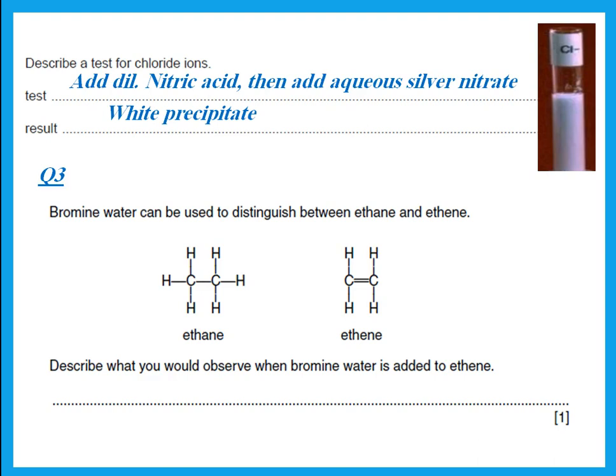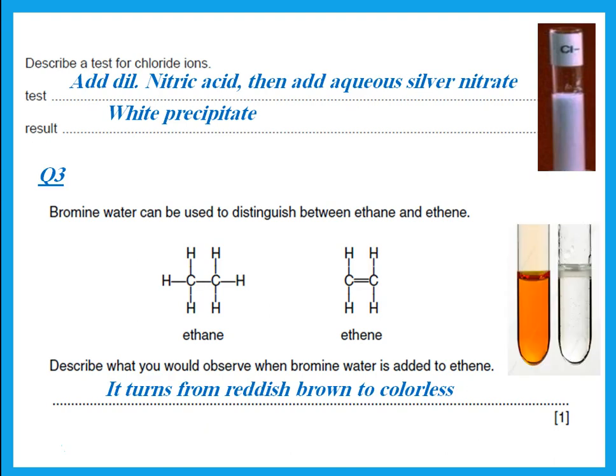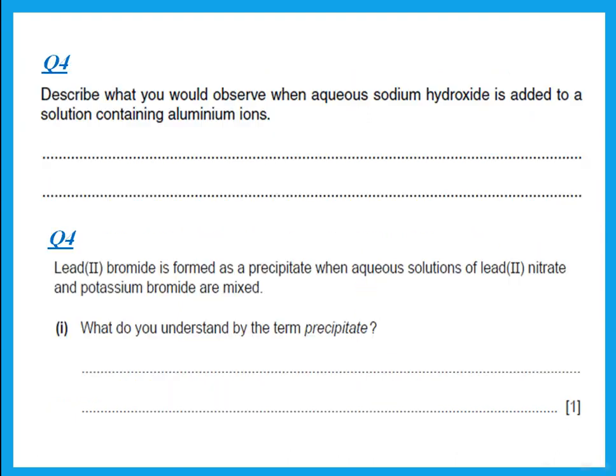Then this question, bromine water can be used to distinguish between ethane and ethene. Again, we said ethene is an alkene that has a double bond. Describe what you would observe when bromine water is added to ethene. We said bromine water originally is reddish brown or orange. If you add ethene to it, that's an alkene, it becomes colorless. So it turns from reddish brown to colorless.